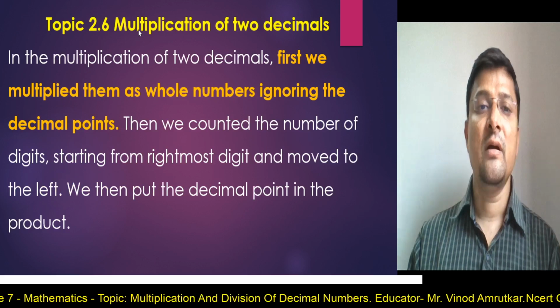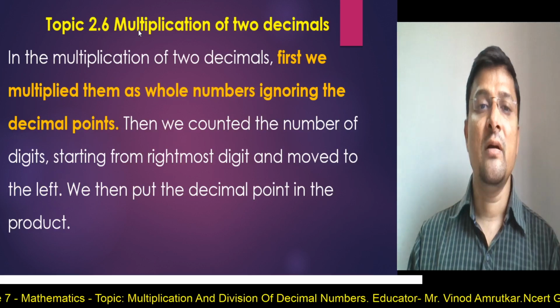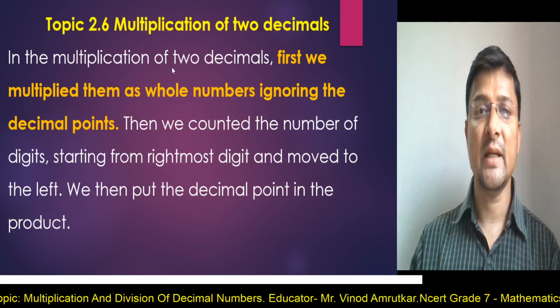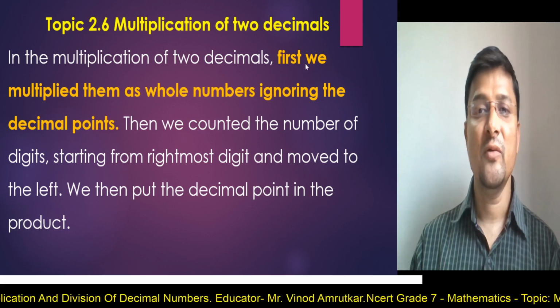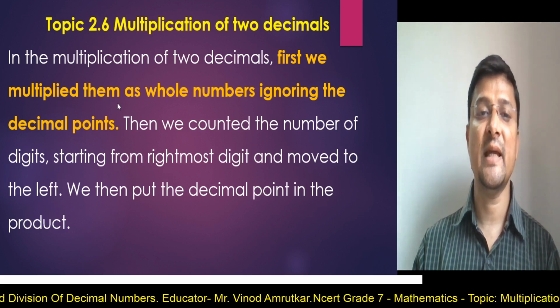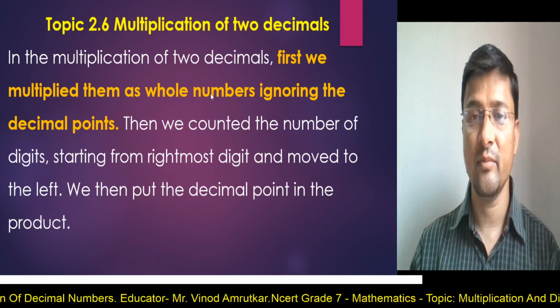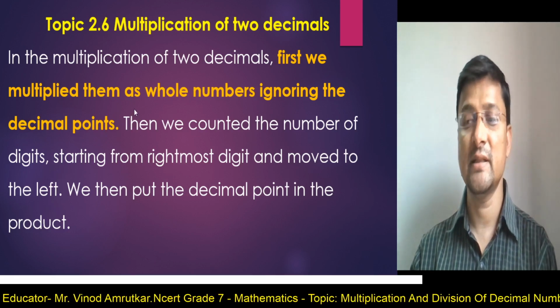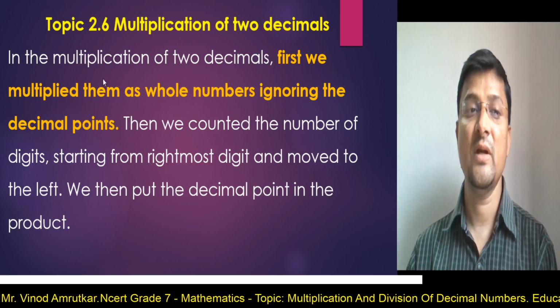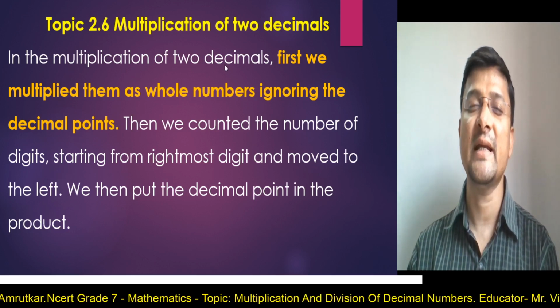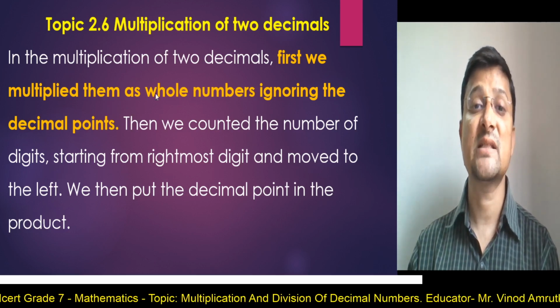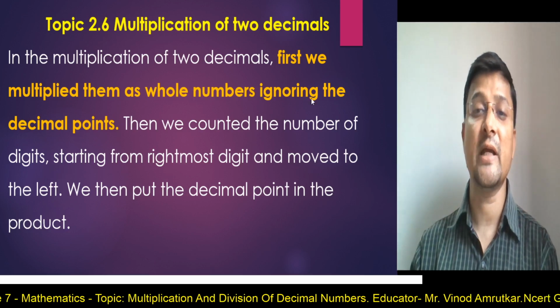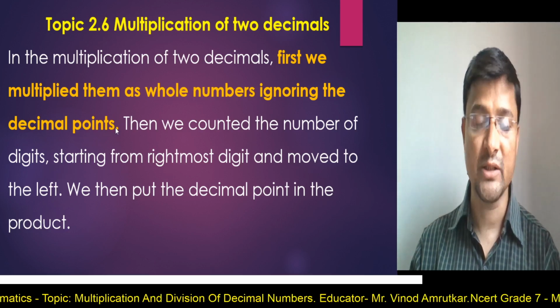First we see how to multiply two decimal numbers. In the multiplication of two decimals, first we multiply them as whole numbers by ignoring the decimal point. Friends, this sentence is very important. First we multiply those decimal numbers as whole numbers by ignoring the decimal point.